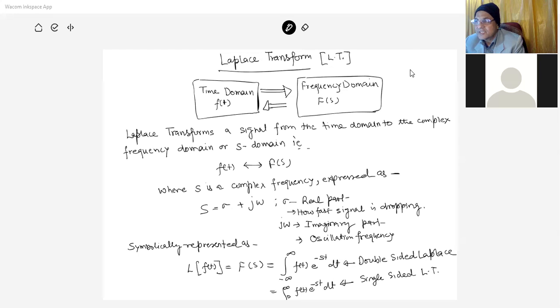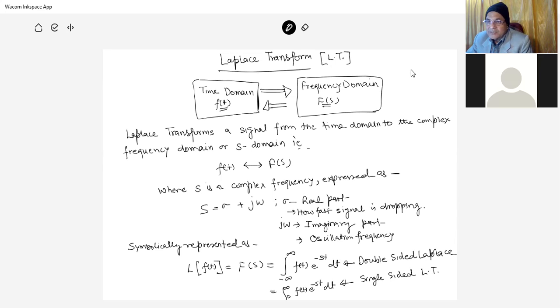We have to discuss today the Laplace transform. In short, it is LT. L stands for Laplace and T stands for transform. Basically, what is going on here? We are just transforming from time domain f of t to frequency domain f of s, and from frequency domain to time domain. So this is the basic core that we have to carry out during the discussion.